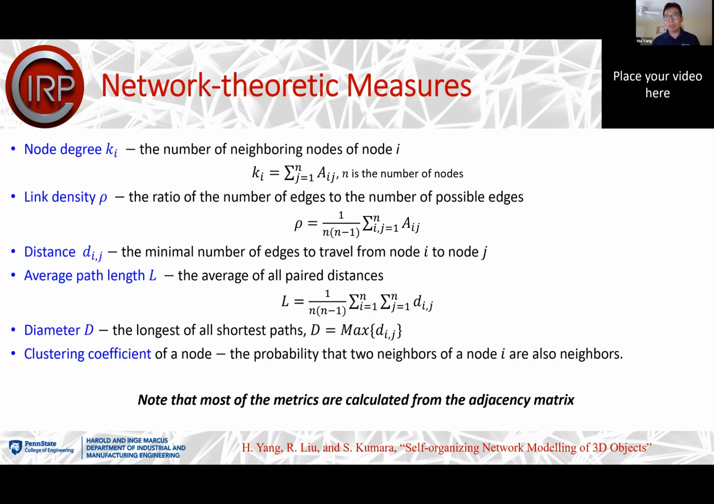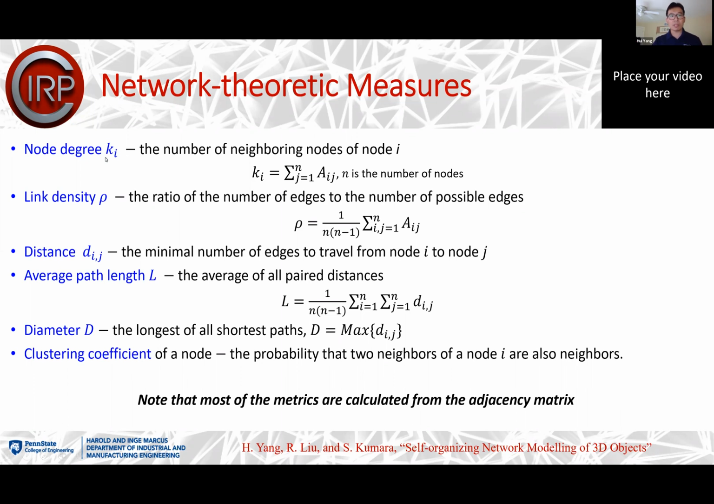And once you construct the network, you can extract the network theoretical measures like node degree, link density, distance, average path length, diameters, and clustering coefficients. Those are just some example measures. You can extract more measures from the network. And in the network theory literature, there are many measures you can use. But those are some classical measures, and I want to show you how it works.